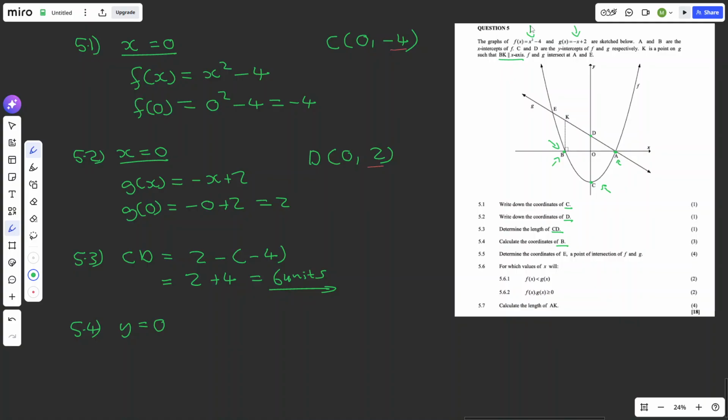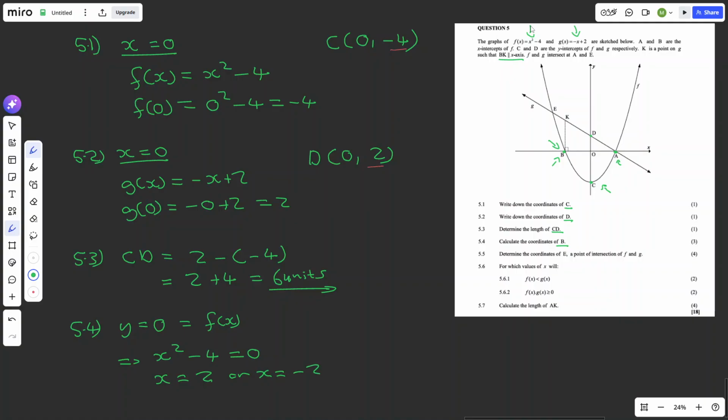So now, given that y is equal to 0, we equate this to our function f of x. What does this mean? It means that x squared minus 4 is equal to 0. So here we're going to get two values: x is equal to 2 or x is equal to minus 2.